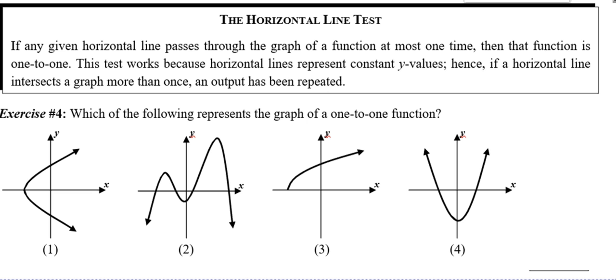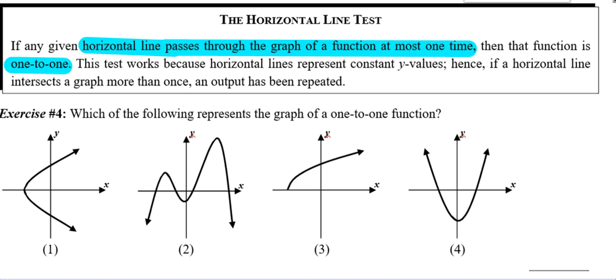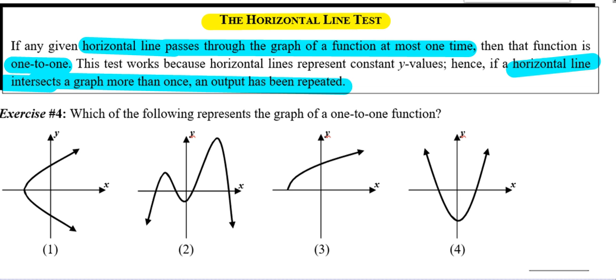Which leads us into the horizontal line test. If any given horizontal line passes through the graph of a function at most one time, then that function is 1-to-1. This test works because horizontal lines represent constant y values. Hence, if a horizontal line intercepts a graph more than once, an output has been repeated. So it's key here that you know the horizontal line test.